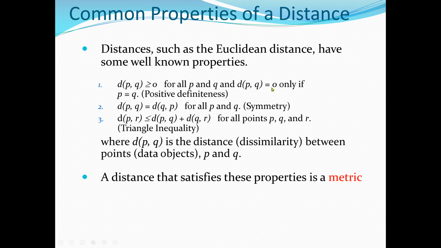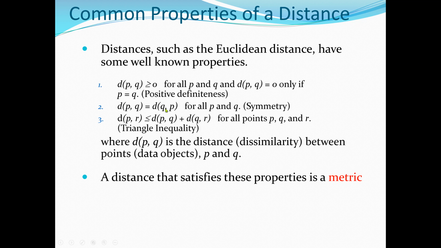If the distance between P and Q is equal to 0, it means P is the same as Q. So here we say the distance between P and Q is greater than or equal to 0 for all P and Q, and the distance between P and Q is equal to 0 only if P is the same as Q, or P equals Q. Also, the distance between P and Q is equal to the distance from Q to P because they are symmetric.